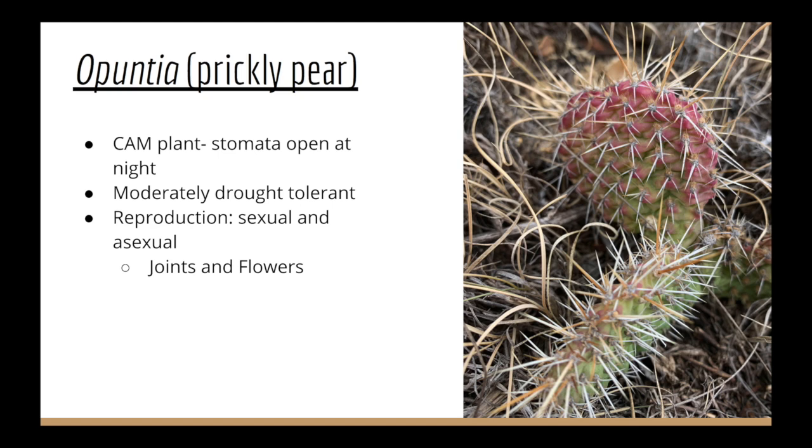As with all cacti, the prickly pear plant is a CAM plant, meaning that it opens its stomata at night to intake carbon dioxide and then converts it into a carbon compound to store until daylight, when it can use that carbon dioxide to synthesize it into sugars. They're moderately drought tolerant. Lastly, the prickly pear reproduces in two key ways. They flower and therefore spread through seed dispersal, but they can also reproduce when their cladodes break off and reroot.